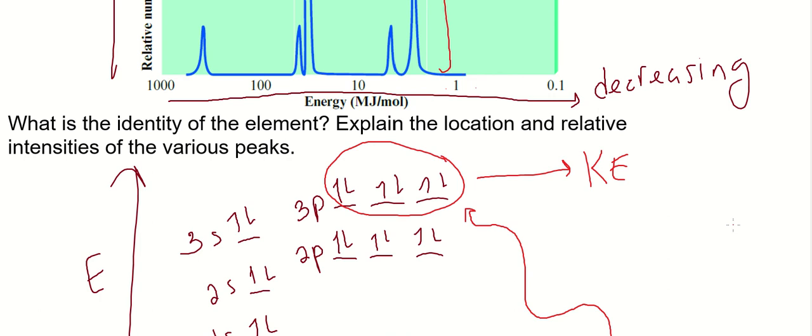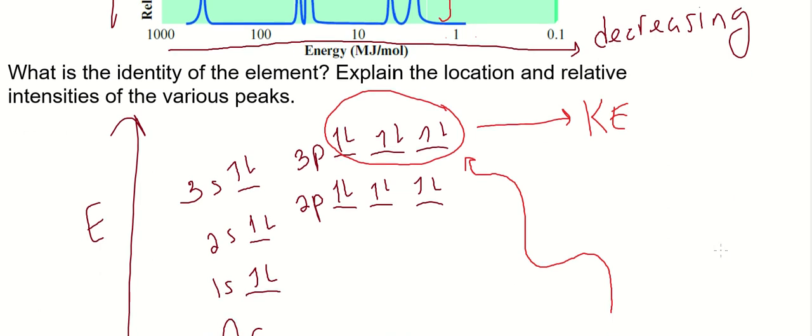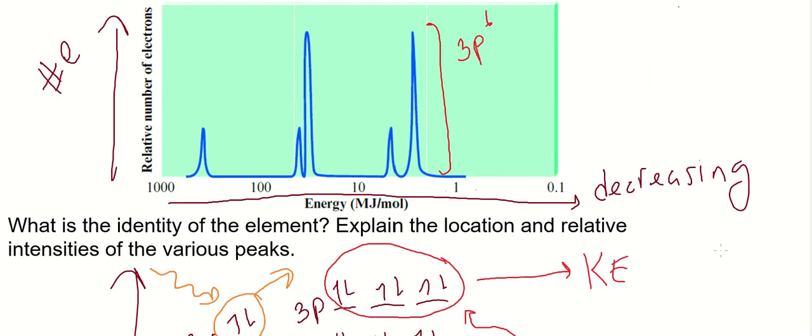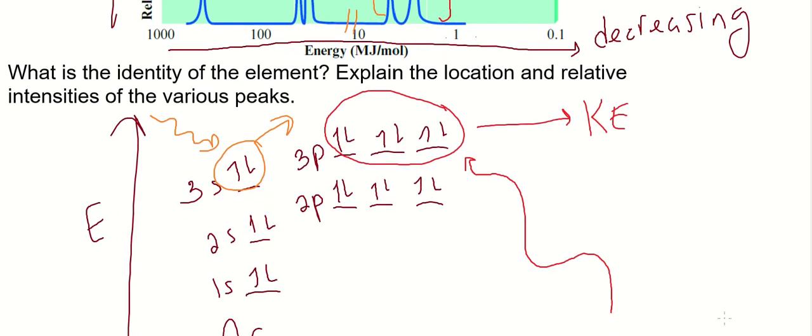If we give it a little more energy, these electrons are going to get ejected next. And so that's what you see. You see a peak that's a third of the size, and right here that's your 3s. The 2 electrons in the 3s orbital, so those are going to be ejected, and then nothing happens for a while, because now you're in the core electrons.